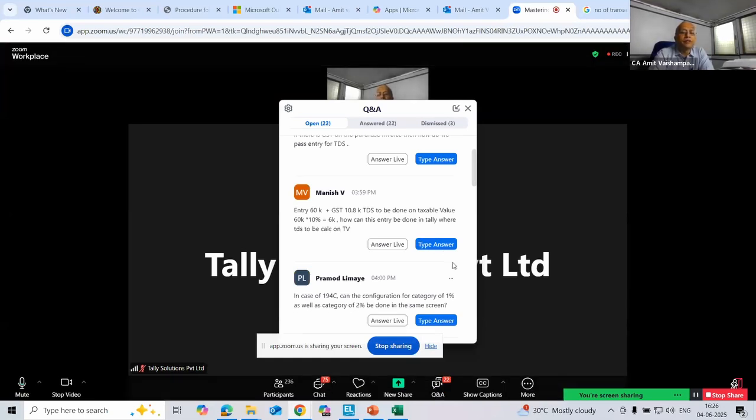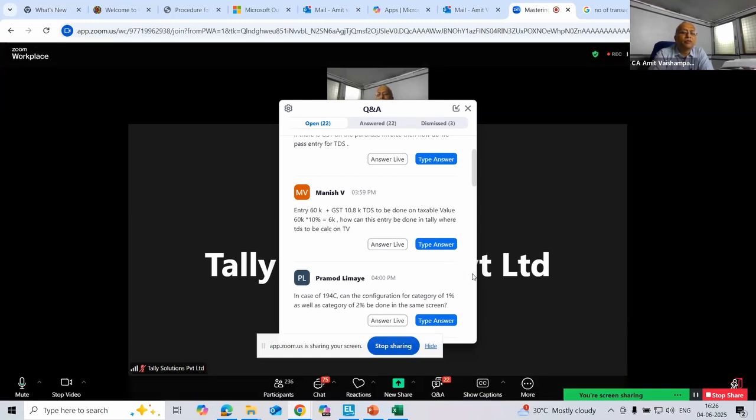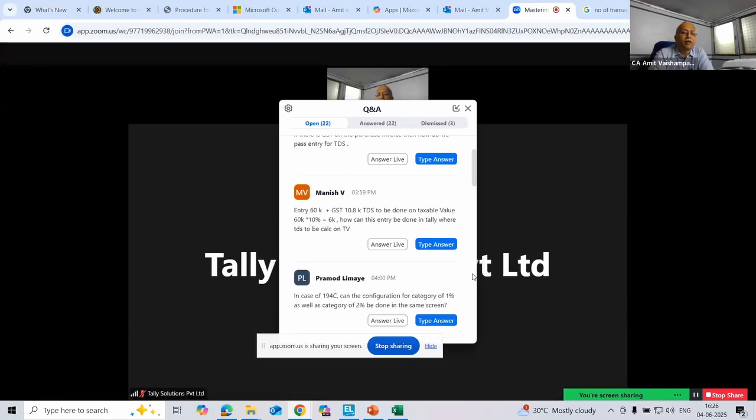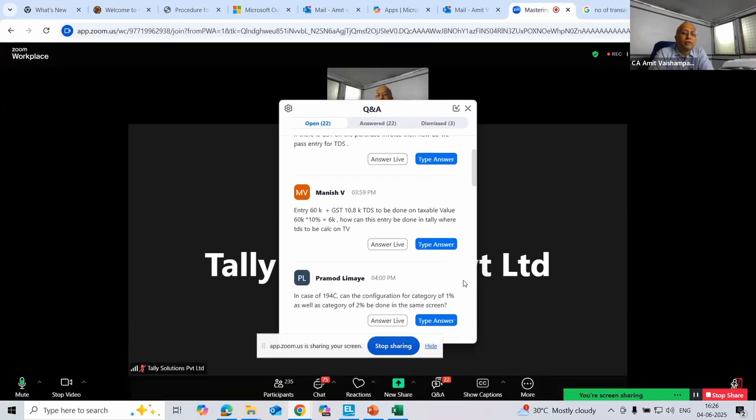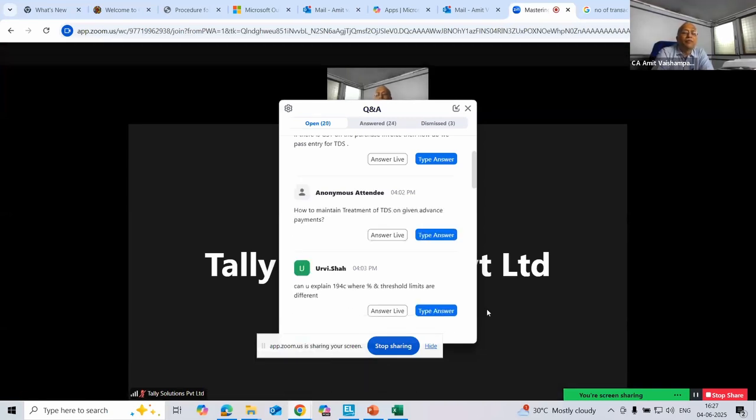Entry 60K, GST 10.8K, TDS will be done on a taxable value of 60K plus 10%. This can be done in Tally. In case of 194C, Pramod is asking whether configuration of category 1% as well as 2% can be done on the same screen. Same screen I have not tried, but it is possible. If we can make two separate line items, then it will deduct at separate percentages, even if it is the same ledger.